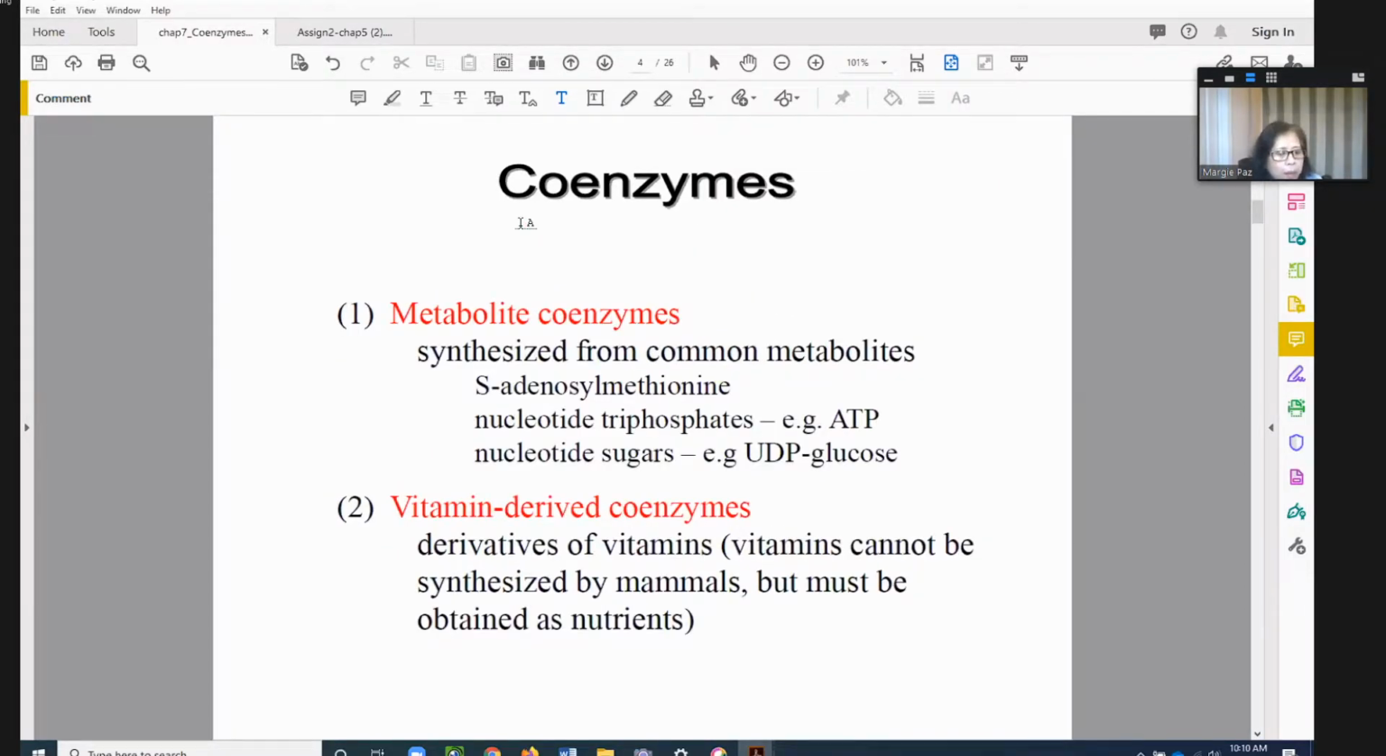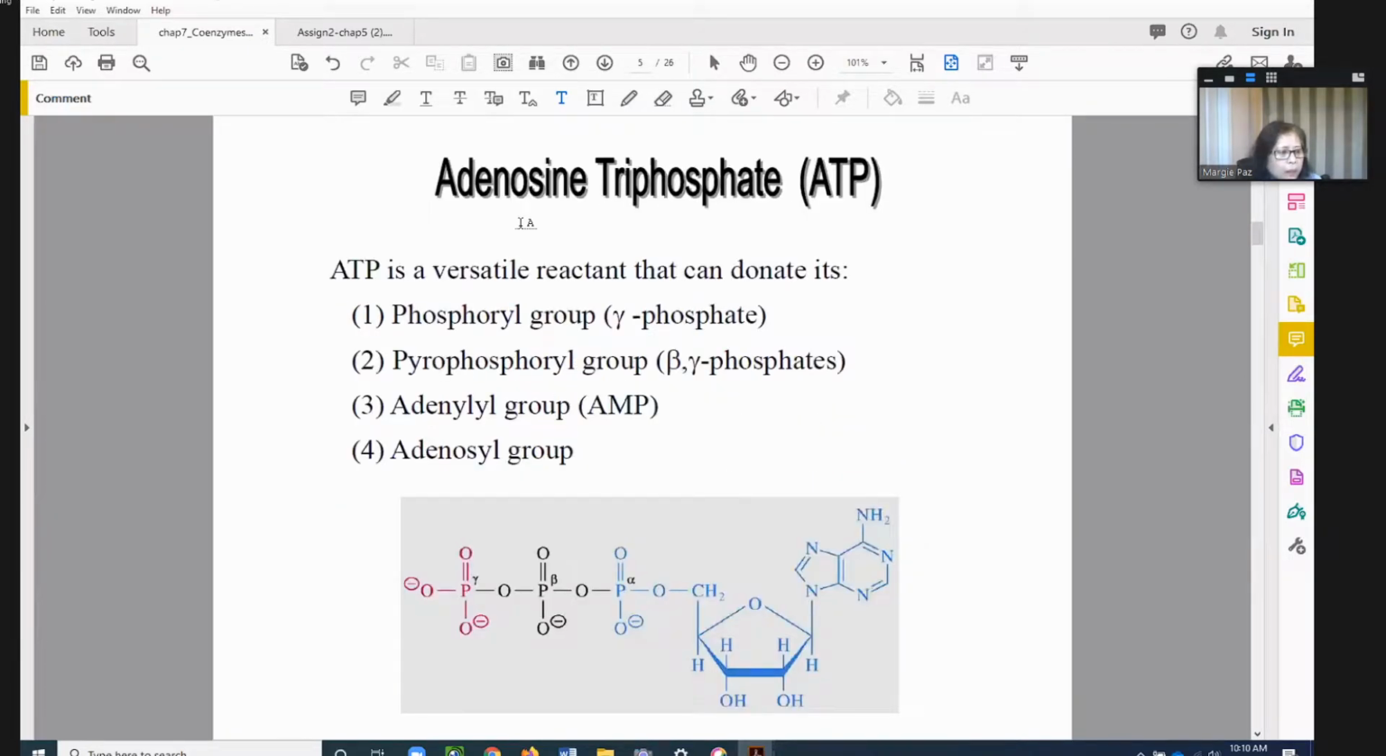A further means to classify coenzymes is based on their source. Coenzymes that mammals can synthesize from common metabolites are referred to as metabolite coenzymes, while coenzymes that are based on vitamins that mammals need in their diet are the vitamin-derived coenzymes. So for the rest of this chapter, we will go over examples of each type of these coenzymes.